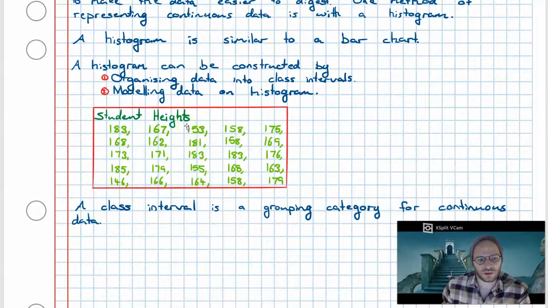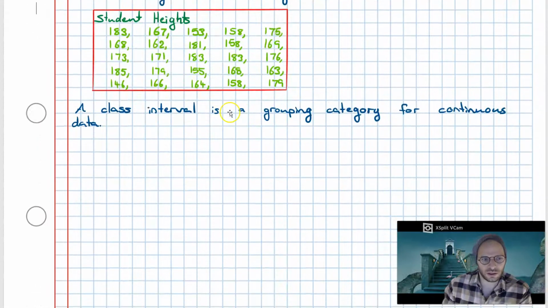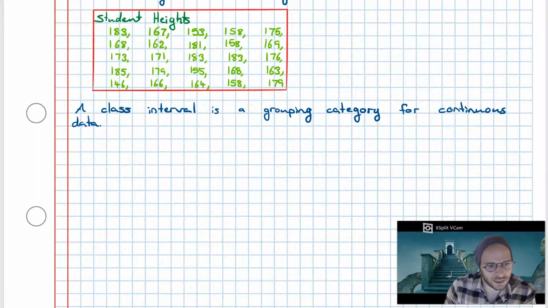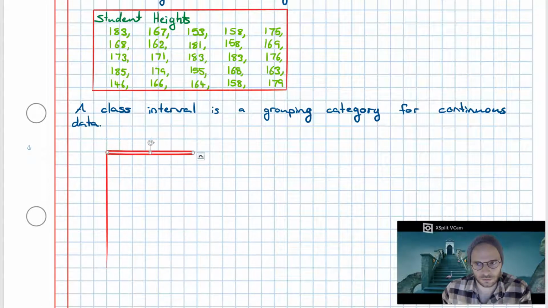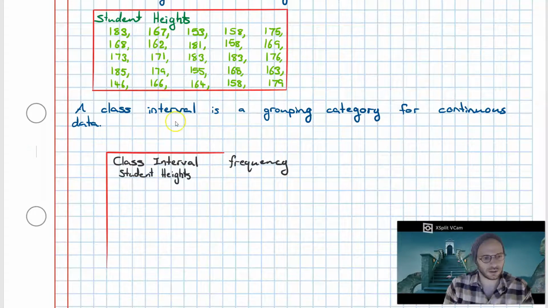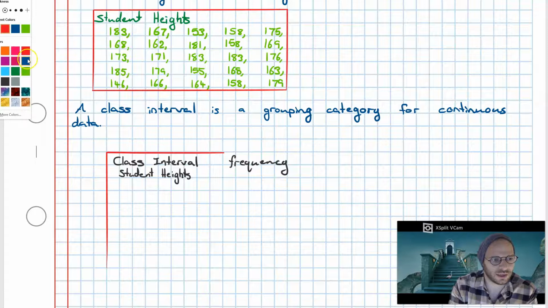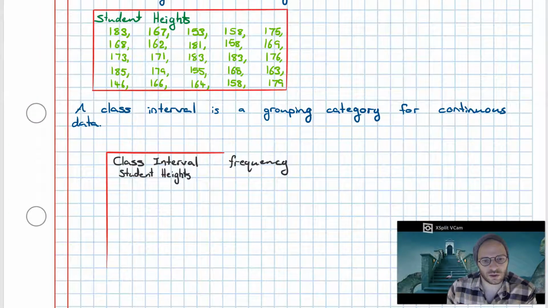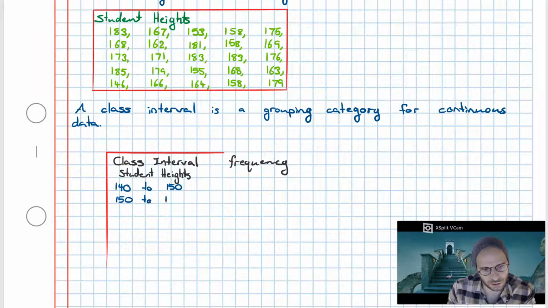Now, the first thing I'm going to do to construct this histogram is organize this data into class intervals. So the way in which I'm going to do this, I'm going to draw up a table. And in this case, we're working with student heights. And then in this second column, we're going to have frequency. Now, the way in which I'm going to organize this, as I said earlier, is in terms of 140 to 150, 150 to 160, and 160 to 170, and so on. So we go 140 to 150, then we go 150 to 160.